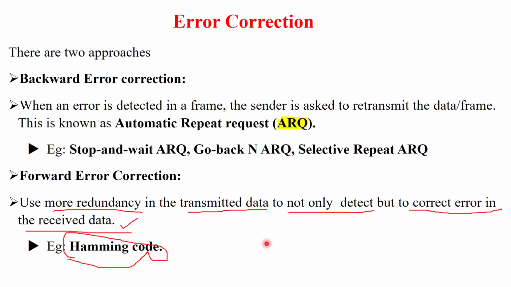The Hamming code will be called both error correction as well as detection. Okay. So let us see a clear explanation of all the topics. First, we'll go through forward error correction, that is the Hamming code. After that, we'll go for backward error correction.